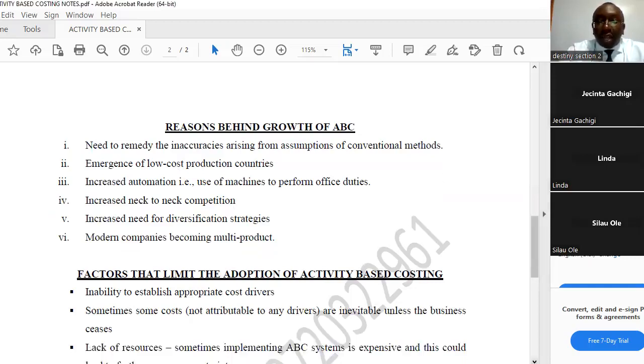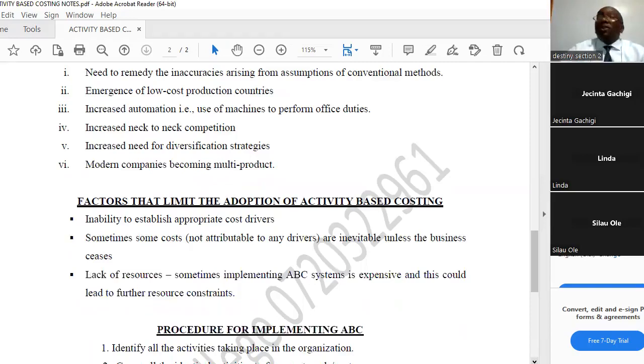So what are the reasons why activity-based costing has not been on the increase or on the rise, despite the advantages that we have given? One of them is that there is inability to establish appropriate cost drivers. We may not be able to know what exactly drives these costs. That becomes a problem. Number 2, sometimes some costs which are not attributable to any cost driver are inevitable unless the business ceases. So you find that there are some costs, you cannot avoid them. In as much as you are clear that they are not helping you, you cannot avoid them, not unless you close the business. And that becomes a major challenge.